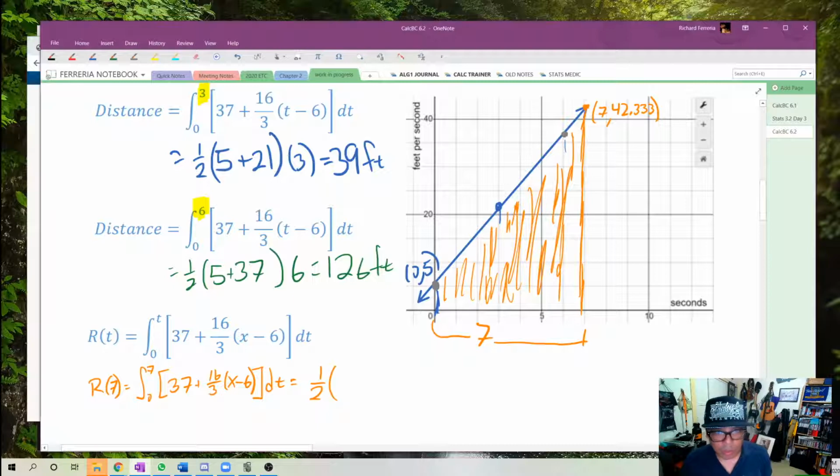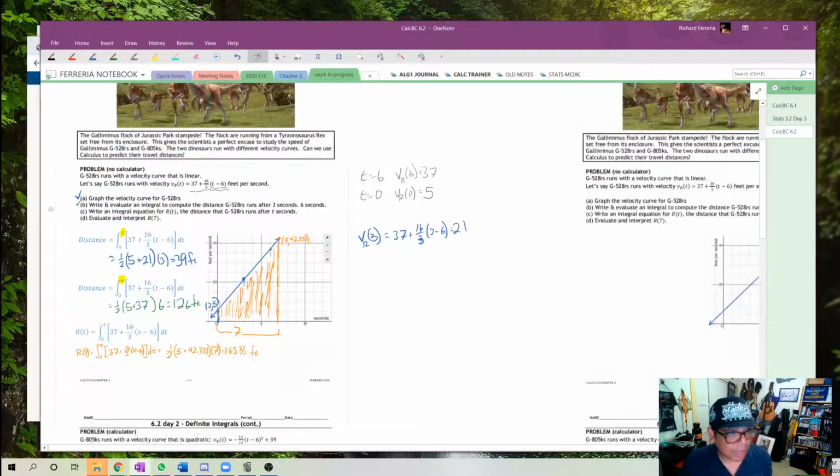Okay. On the right side, if we substitute 7 into our formula for VR, we get 42.333. Left side is still 5. The right side is 42.333. And this time we have a base of 7. So when you calculate that, you will get 165 2/3 feet, 0.666 if you like.